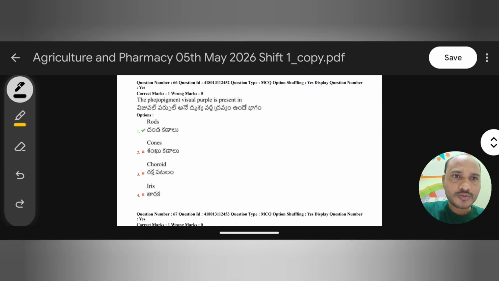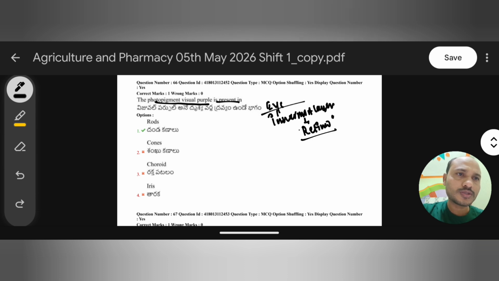Next one: the photopigment visual purple is present in, okay, so here they are giving rods, cones, choroid and iris. These are different types of layers in the eye. So let's start the discussion on photosynthetic pigment in the retina. About eye structure, the innermost layer of the eye is called the retina.